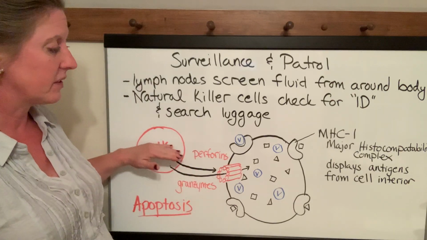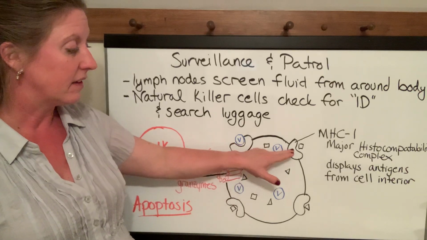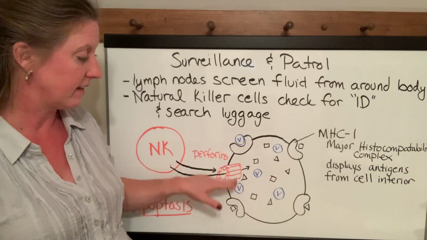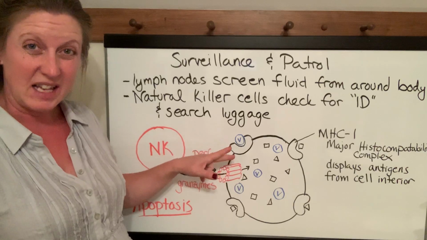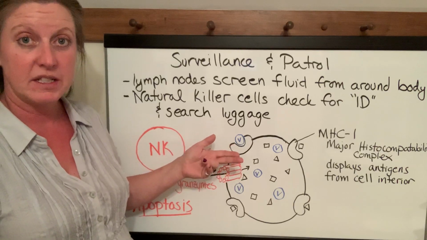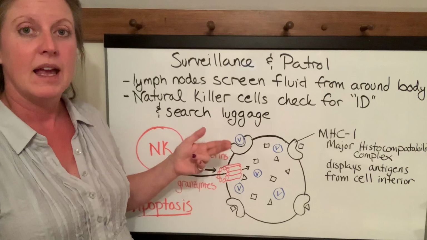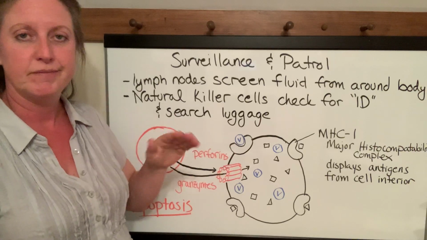So when the natural killer cell comes to check this cell, it's looking first of all to see if it has an MHC1. If it doesn't, then it's probably something like bacteria, which doesn't belong in the body, and the natural killer cell will kill it. No questions asked.